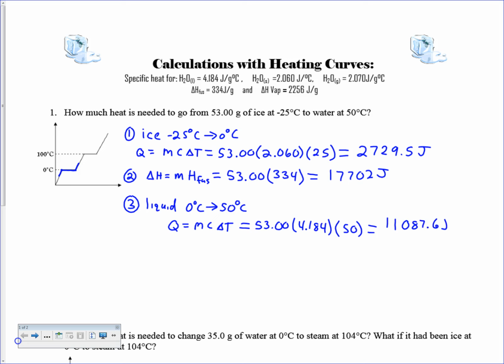Multiply those together, you get 11,087.6 joules. And then what we're going to do is add all of those up, and we get the total Q for all of this equals 31,519.1 joules.